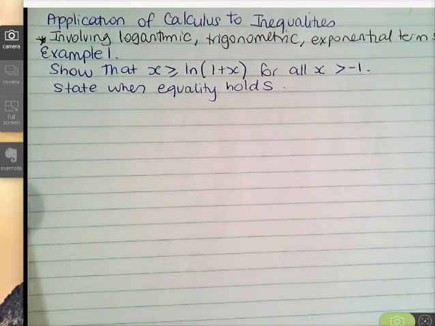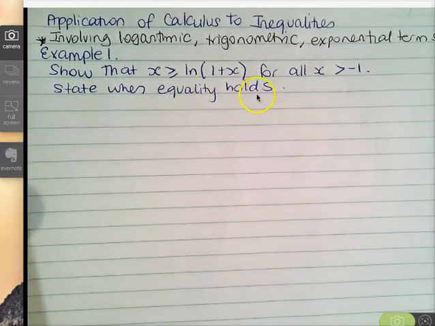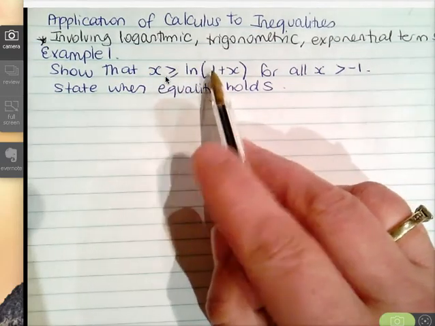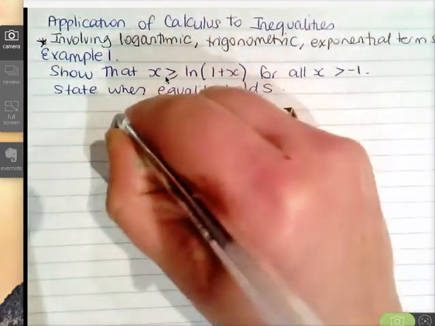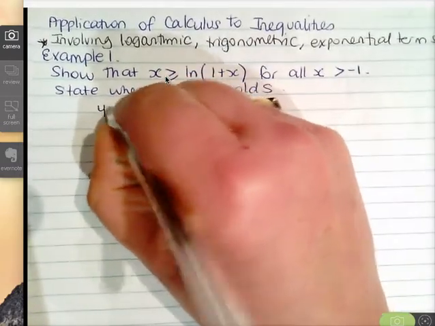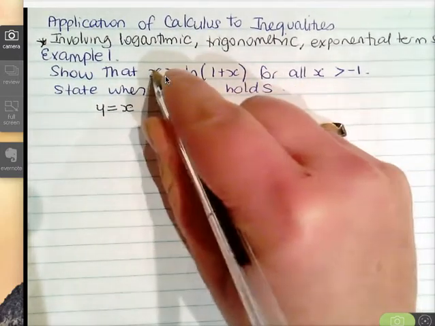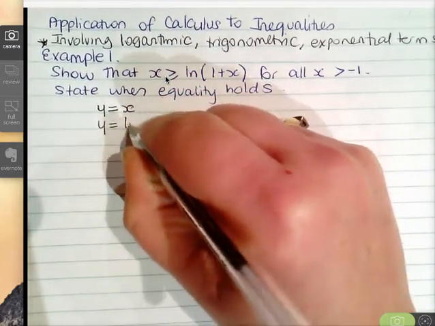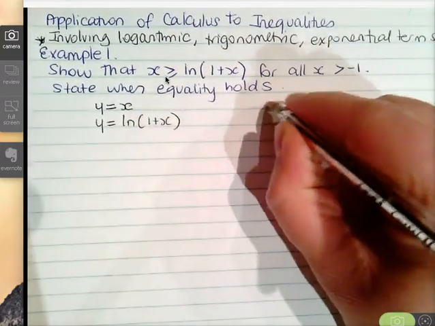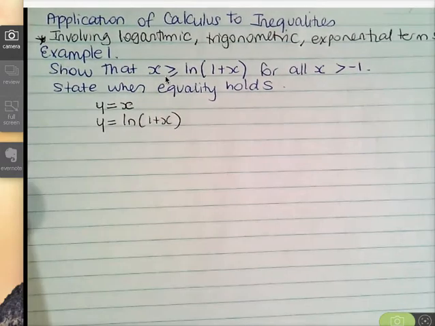Now, if we look at our first example, it says show that x is greater than ln of 1 plus x for all x greater than -1 and state when equality holds. Now, when you're asked to prove something like this, that x is greater than ln 1 plus x, what you're really asked to prove is, if you were to sketch y equals x and you were to sketch the function y equals ln of 1 plus x, what you're trying to show. Now, if I do a quick sketch of those, actually I can do those on Desmos for you.